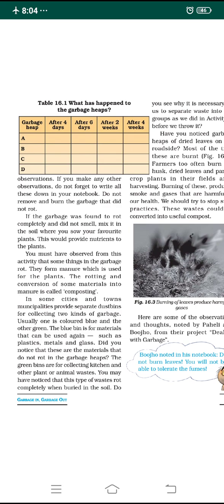Now look at table 16.1. What has happened to the garbage heaps? The garbage groups or heaps A, B, C, D are observed after 4 days, 6 days, after 2 weeks, and after 4 weeks. You have to observe that carefully. If the garbage was found to be rotted completely and did not smell at all, you can mix it in the soil where your favorite plants grow, and this would provide nutrients to the plants. It means the rotting process is completed and it will provide nutrients for the crops or plants.